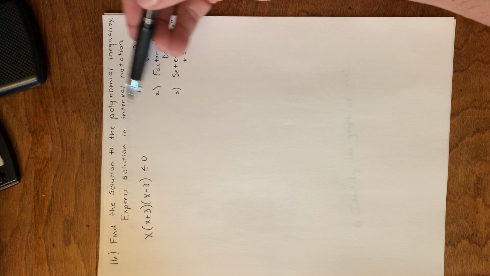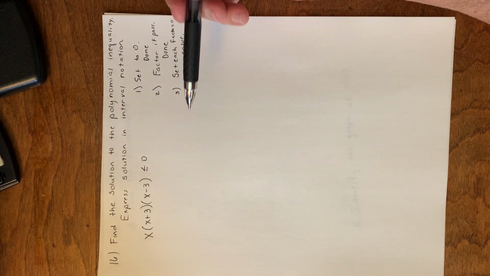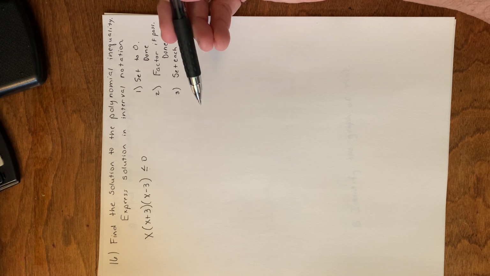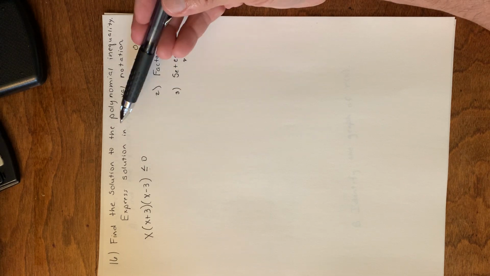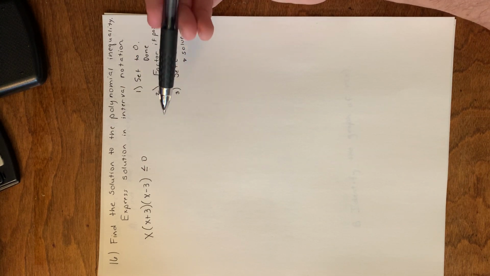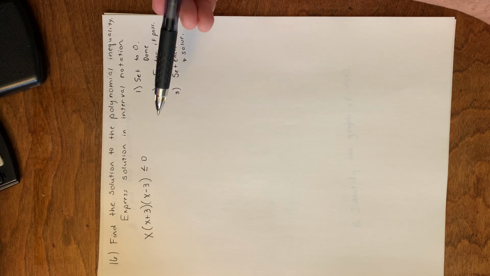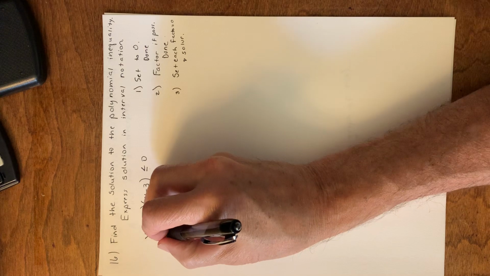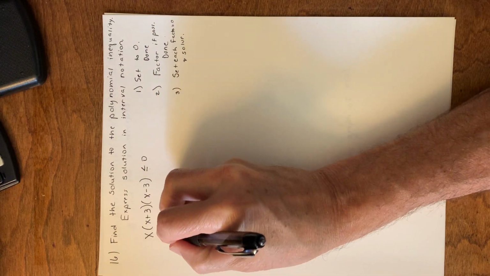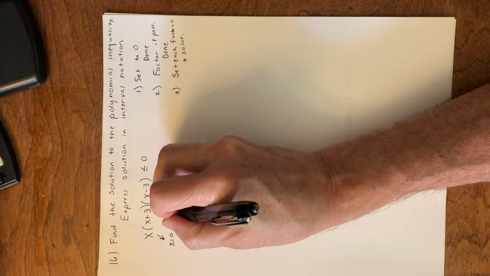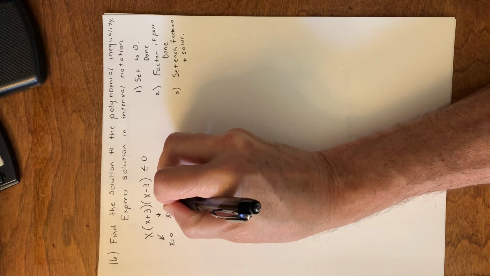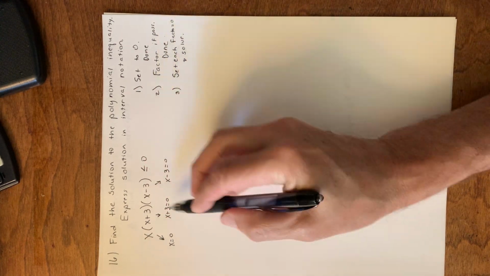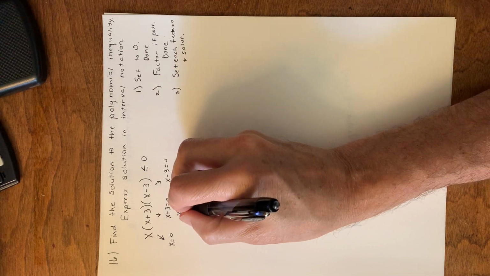Now you should know that this page, one identical to it, is already posted in your Quickly content under Blackboard, so these problems are worked out. This video is just to show you how they are worked out. Set each factor equal to 0 and solve. Easy here. x is 0. x plus 3 is 0, or x minus 3 is 0. Solving these guys is no problem.